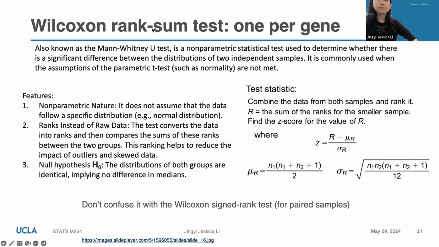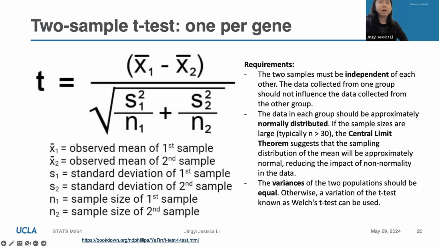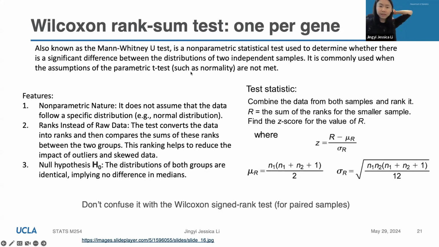Okay, Wilcoxon rank-sum test, the default in Seurat, is also run once per gene. It is also known as the Mann-Whitney U-test. It is a non-parametric statistical test used to determine whether there is a significant difference between the distributions of two independent samples, same as the two-sample t-test. But it does not have the parametric normality assumptions. So it doesn't need to assume X1 bar is approximately normal, nor X2 bar is approximately normal.